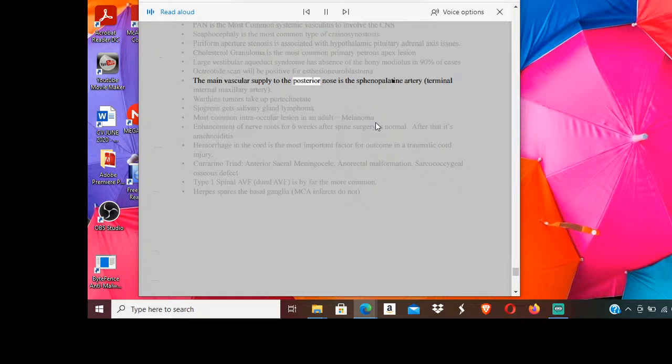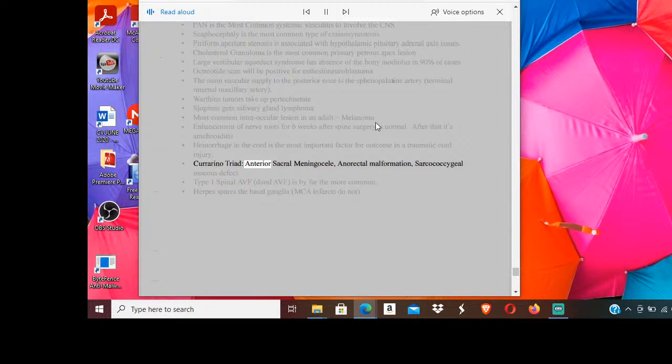The main vascular supply to the posterior nose is the sphenopalatine artery, terminal internal maxillary artery. Warthin's tumors take up pertechnetate. Sjogren's: get salivary gland lymphoma. Most common intraocular lesion in an adult equals melanoma. Enhancement of nerve roots for 6 weeks after spine surgery is normal. After that it's arachnoiditis. Hemorrhage in the cord is the most important factor for outcome in a traumatic cord injury.